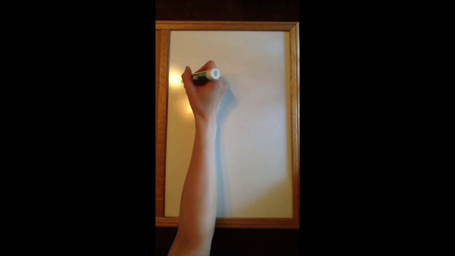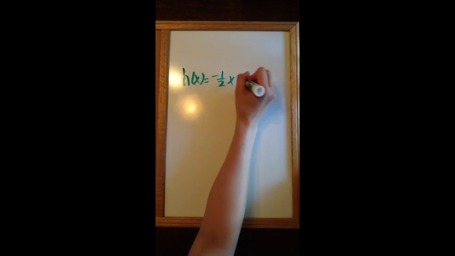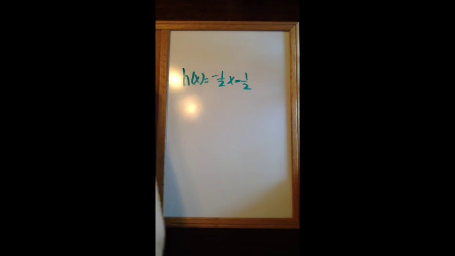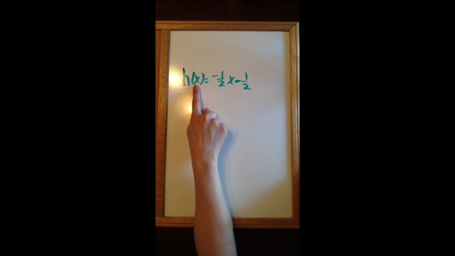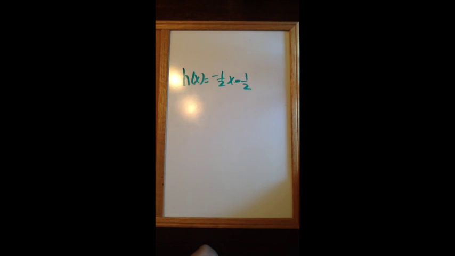Okay, we're going to take a look at how to find the inverse given a linear equation. So if I were to give you the equation h of x equals negative 1/2 x minus 1/2. Now remember that this h of x is function notation, which just lets us know, one, that it's a function, and two, that x is the input, and h of x is similar to y. It's just a different naming convention that we use.